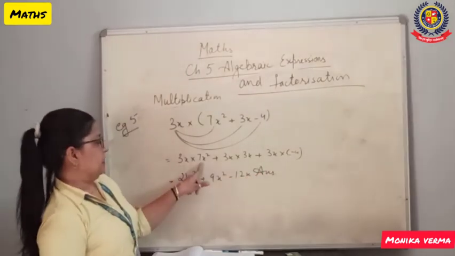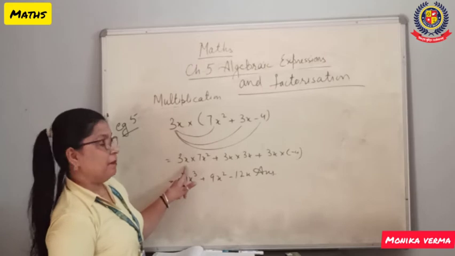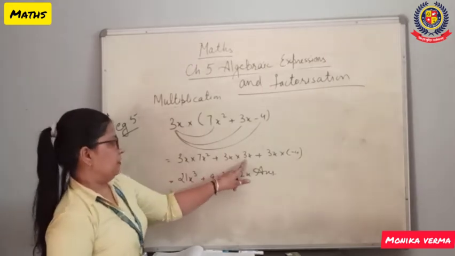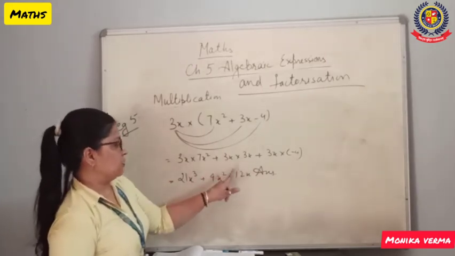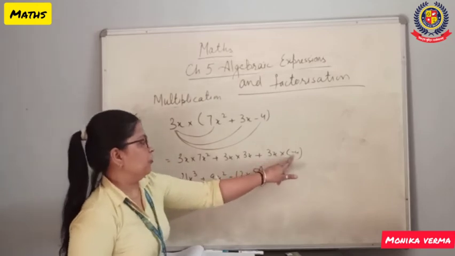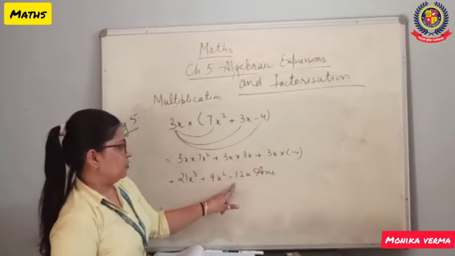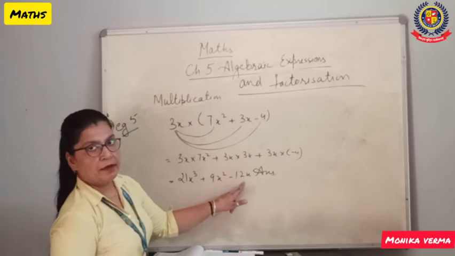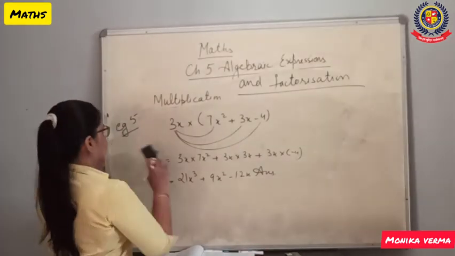What we have done? 3 7s are 21, x² plus x¹, x³. 3 3s are 9, x¹ plus x¹, x². 3 into 4, 12. Minus 12, and x has come here. So this is what we have done.